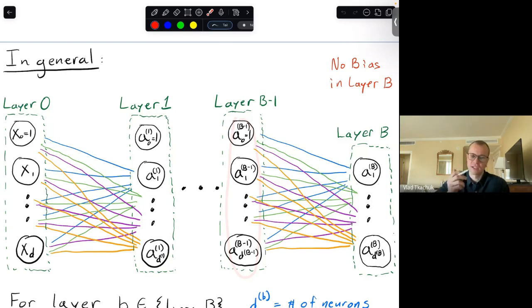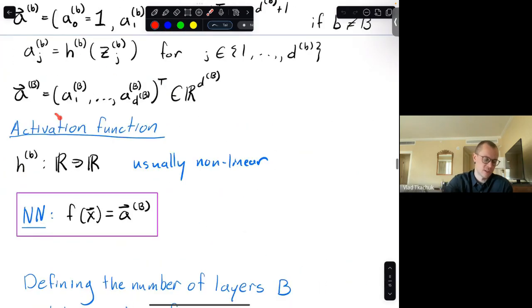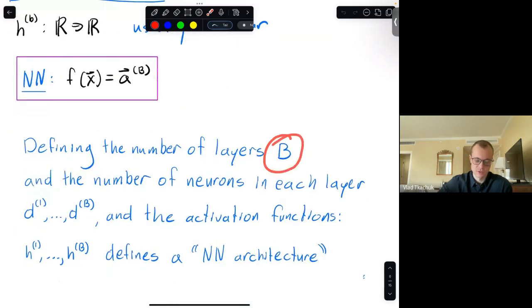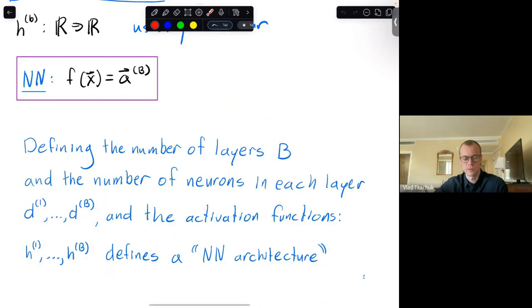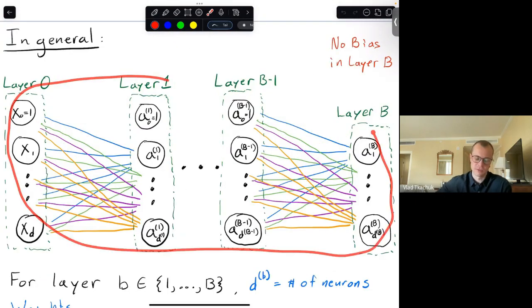Another thing was the activation function that is used at each layer. So that was this h function. There was this activation. And if you define those three things, which is the number of layers, the number of neurons in each layer, and the activation functions you're using, you get what is called a neural network architecture. And so you have basically the structure of the neural network defined now.